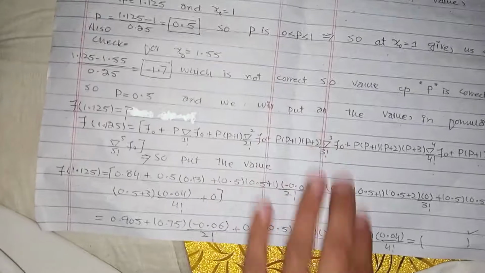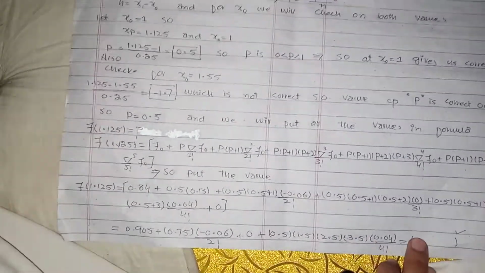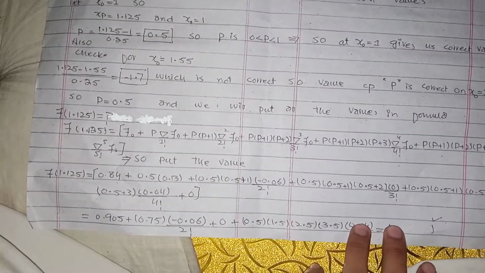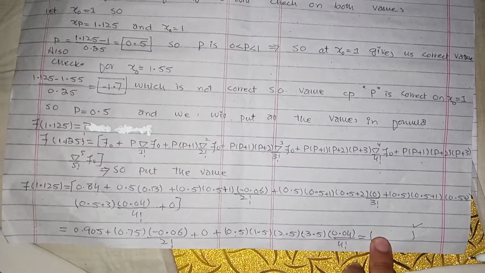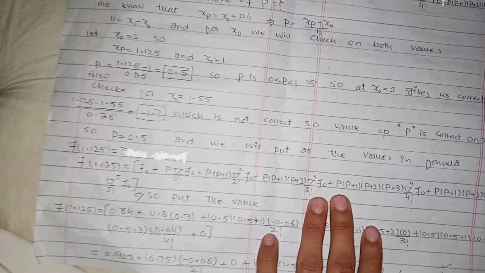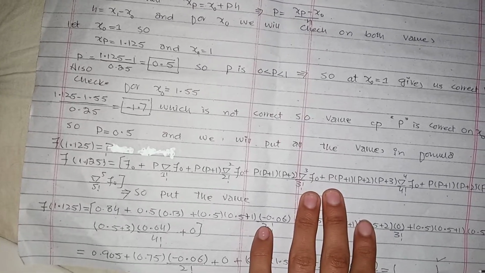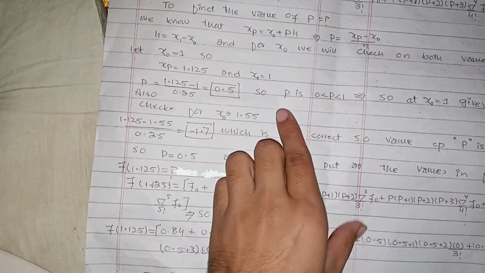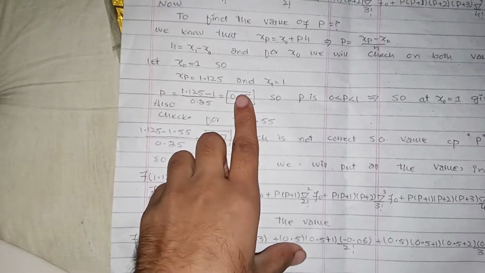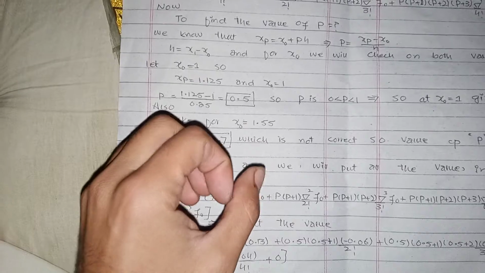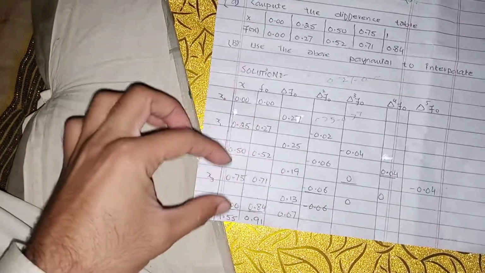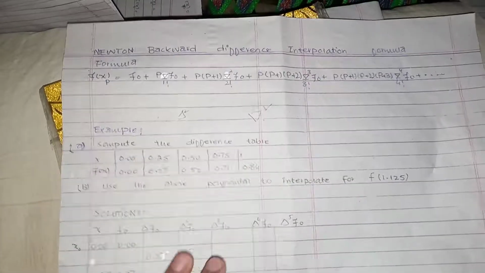Okay, so finally you would get the answer. But I didn't get it, because I don't have a calculator, that's why I didn't calculate the answer, but you can calculate your answer. It is a very simple and easy formula, but the key point is to get the value of p: you check both values, where p comes between which values. So we will check both values. Okay, Allah Hafiz.